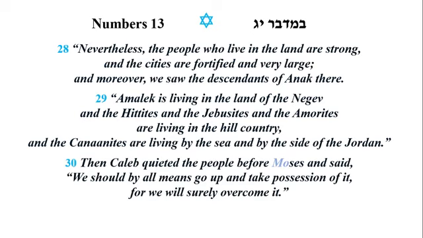Verse 28, nevertheless, the people who live in the land are strong, and the cities are fortified and very large, and moreover, we saw descendants of Anak there. Well, that's a true statement. They did see that. Amalek is living in the land of the Negev, and the Hittites and the Jebusites and the Amorites are all living in the hill country, and the Canaanites are living by the sea and by the side of the Jordan. Then Caleb quieted the people before Moses and said, we should by all means go up and take possession of it, for we will surely overcome it.